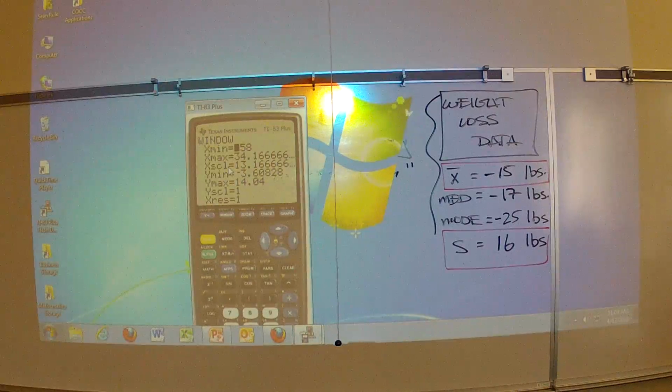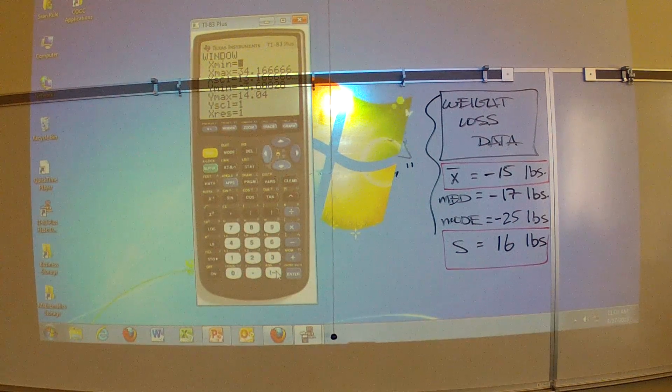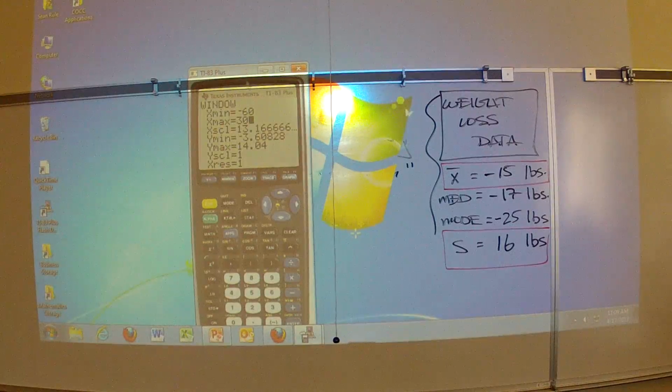I'm going to change xmin to -60. I'm not going to use that. I'm going to use negative. I'm going to do this first. Sorry, guys. -60. X max, our biggest data point was 21, right? So I'm going to make it 30, not 34. Okay. Slide that down so you can see it.